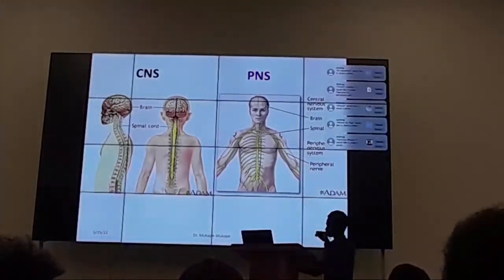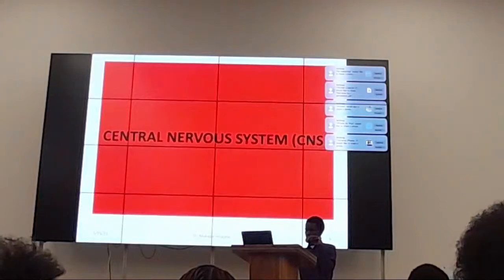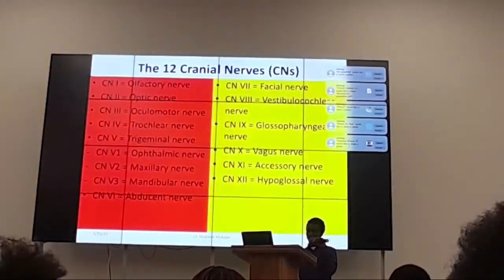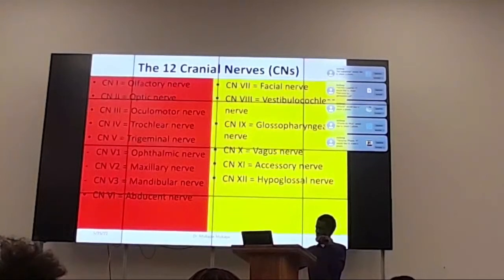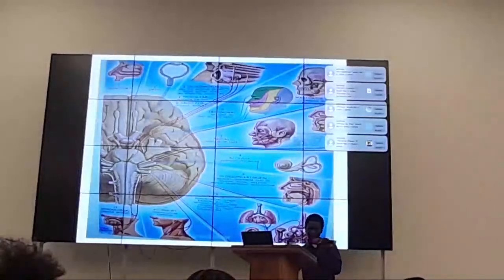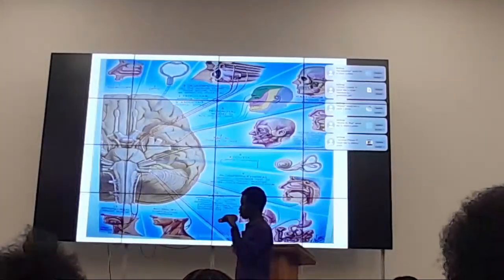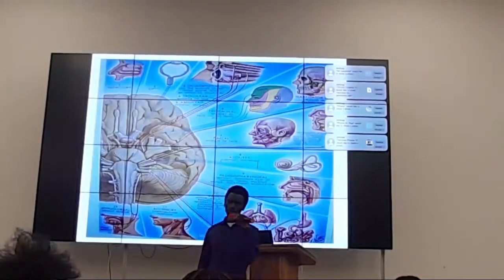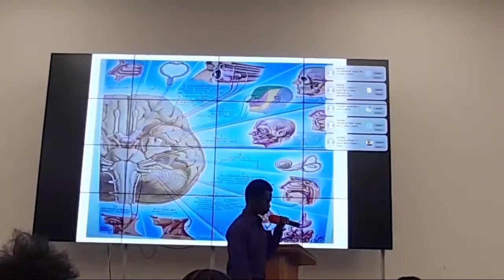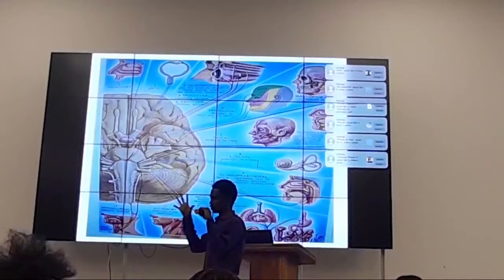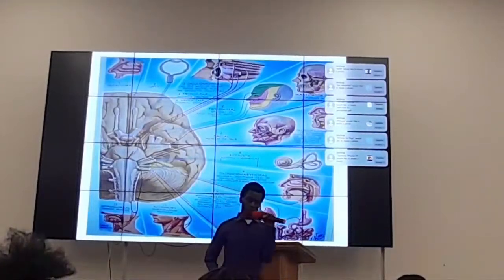Okay? Let's move on. So, we come to PNS, just highlighting the various cranial nerves. Remember we mentioned there are 12 pairs of cranial nerves. So everyone needs to know the various cranial nerves.